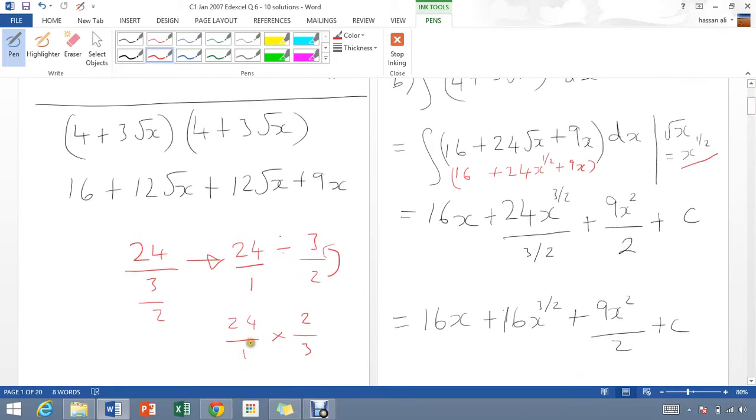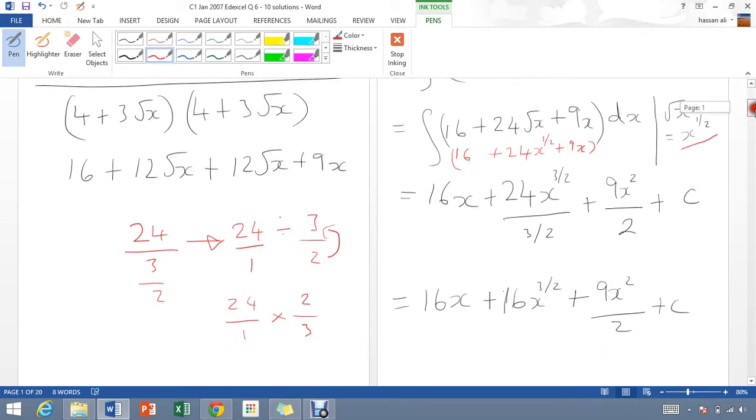And you just times it. Remember when you divide fractions, you flip the second one over and multiply, so you're left with 48 over 3, which will give you 16x^(3/2) + 9x² over 2 + c. So that's your final answer for B.